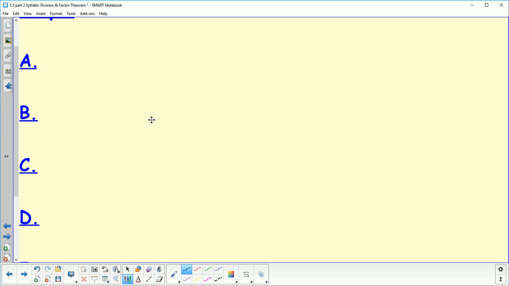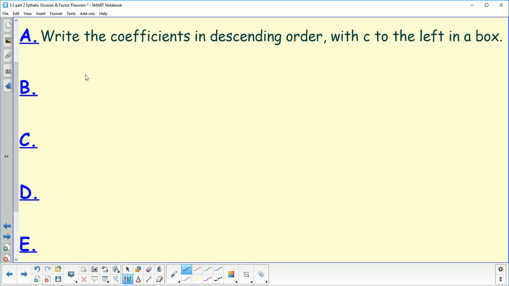And you already hopefully have these steps written down somewhere in your notes, but just as a quick recap, you're going to first write the coefficients in descending order of degree. So remember, that means your power. Okay, so whatever has the highest power, that coefficient has to be first, the next highest power, the next highest power, and so on until we get down to our constant. Remember, you can't skip any terms. So if there's an x cubed and then an x squared and then a constant, you need to put a 0 in for the x. We have to have that place filler. And then also, to finish setting up the problem, you're going to set c to the left in a box.